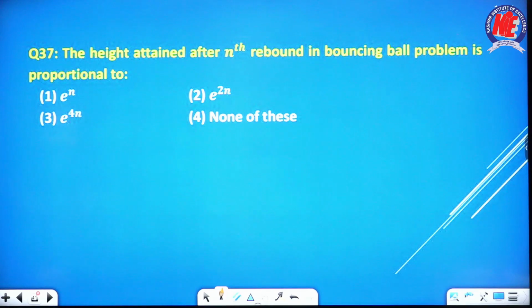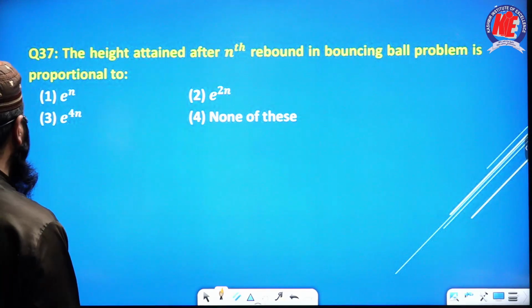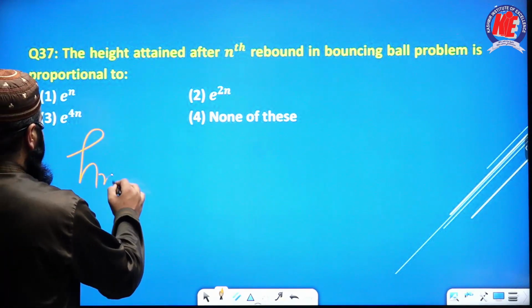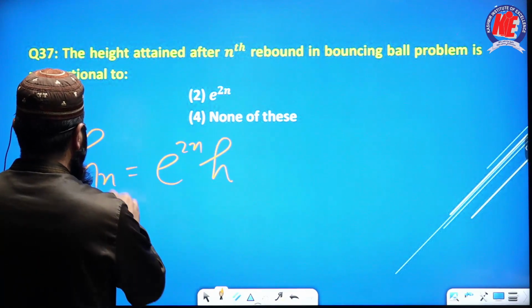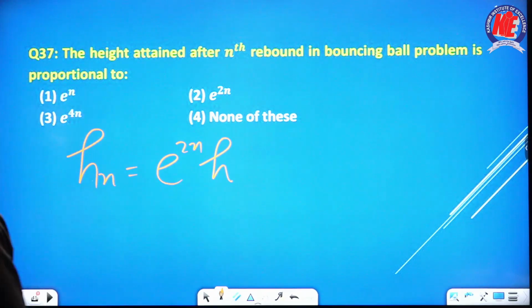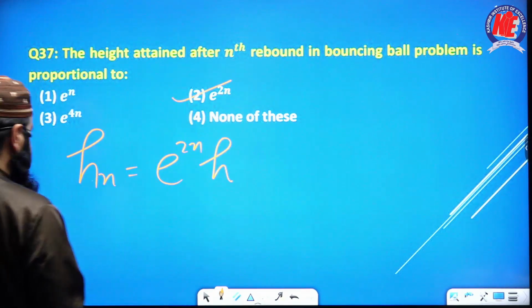Next one please. The height attained after nth rebound in bouncing ball problem is proportional to, अभी हमने आपके साथ शेयर किया बेटा, hn is equal to e raised to power 2n into h, so you can see hn is proportional to e raised to power 2n. That's your answer. Next one please.